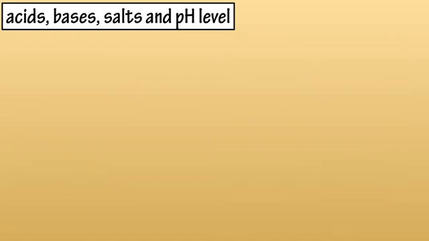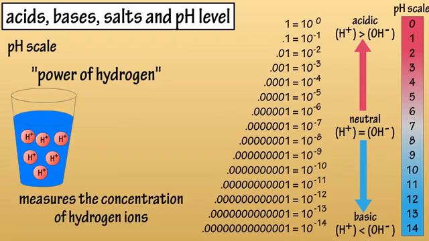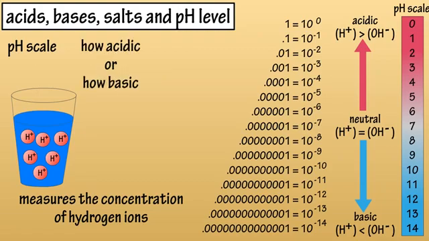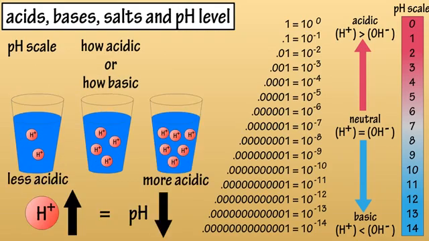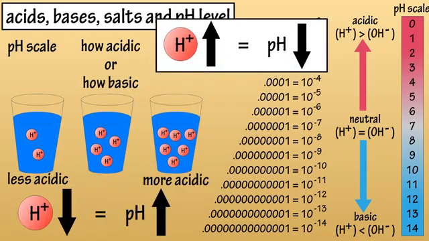This brings us next to the pH scale, which is basically an abbreviation for the phrase power of hydrogen. So the pH scale measures the concentration of hydrogen ions of a solution, or it measures how acidic or basic a substance is. As the amount of positive hydrogen ions increases, the pH goes down, and the solution becomes more acidic. As the amount of positive hydrogen ions decreases, the pH goes up, and the solution becomes more basic.